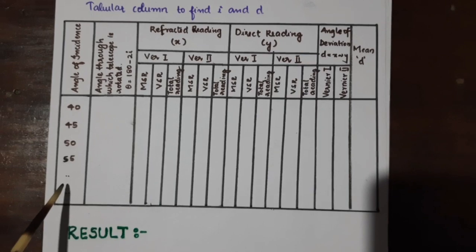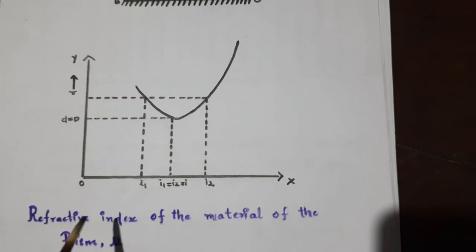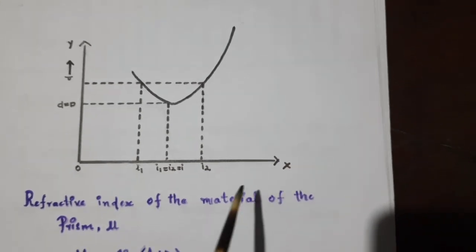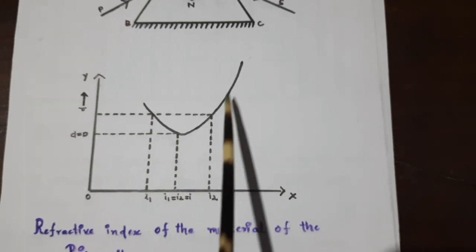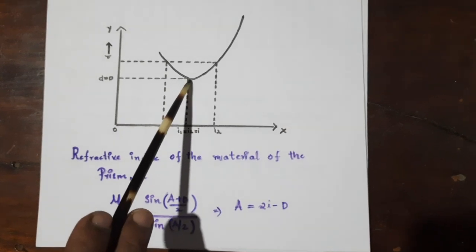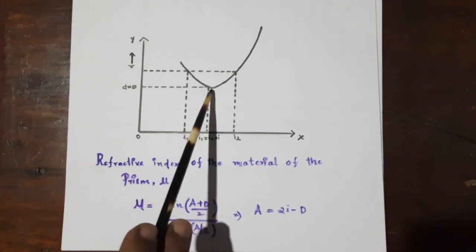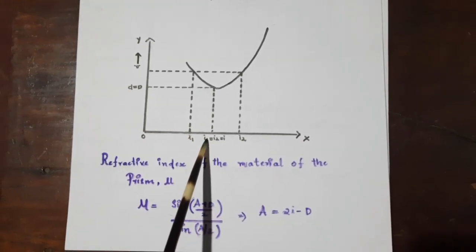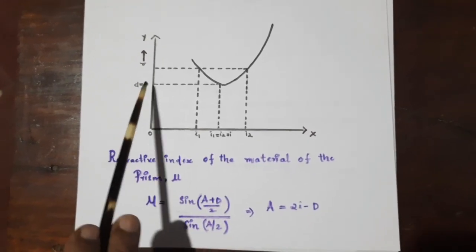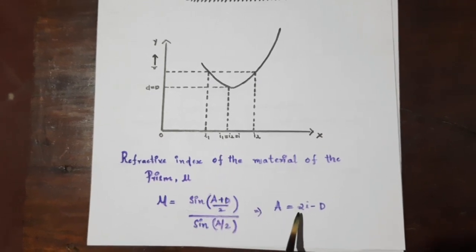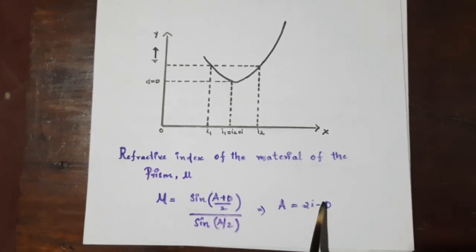For every angle of incidence, calculate the angle of deviation in this column. Use these i values on the x-axis to plot the graph and the corresponding D values on the y-axis, and you will get a graph like this. Under this minimum deviation condition, we will denote the deviation as capital D and the angle of incidence as i, with i1 equals i2 equals i under this condition. So this D value and i value, we can use to find the angle of prism A. A is equal to 2i minus D.